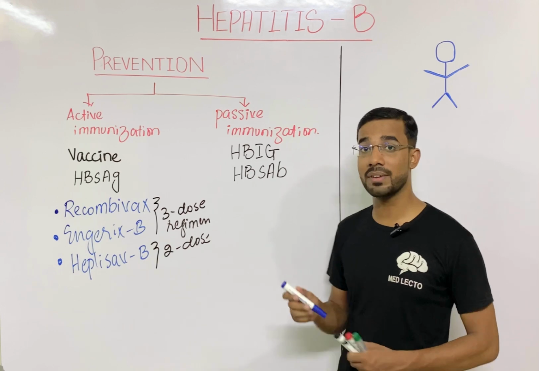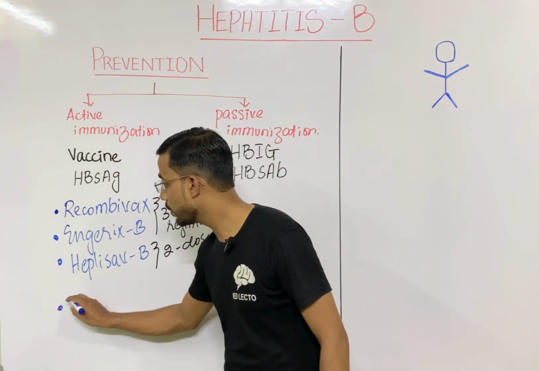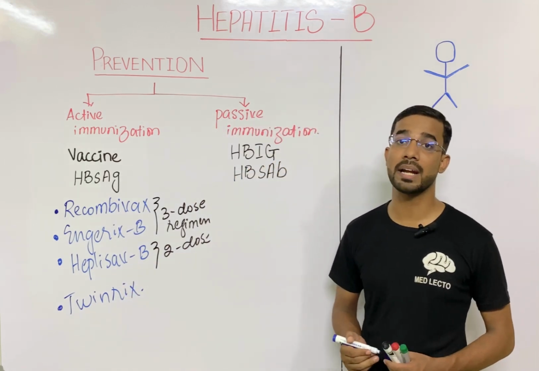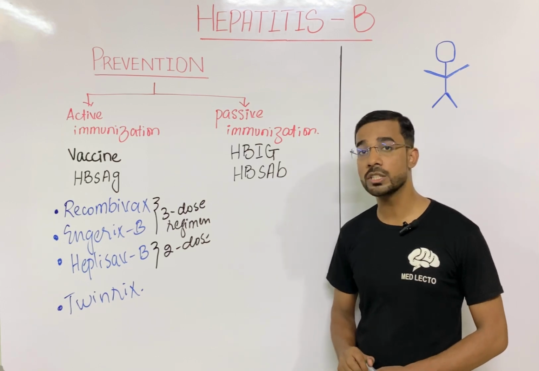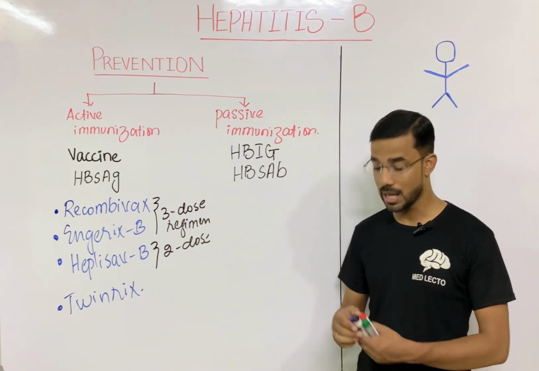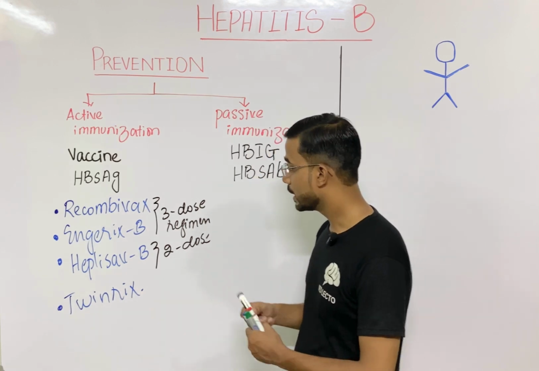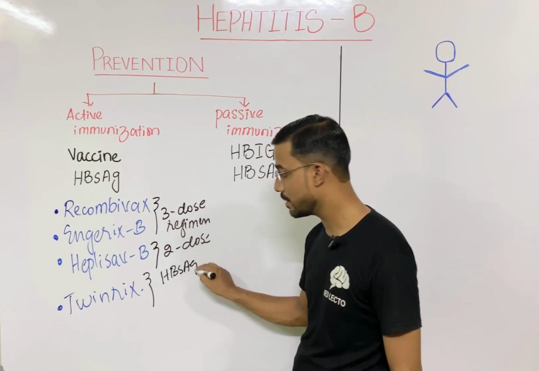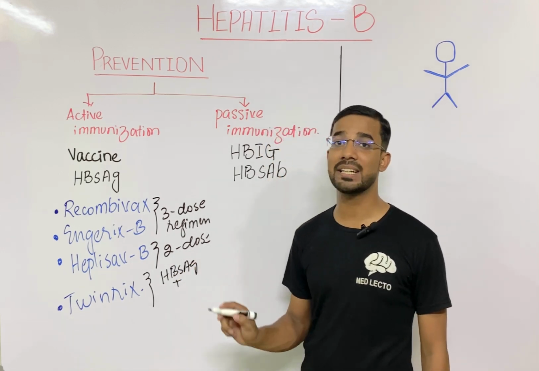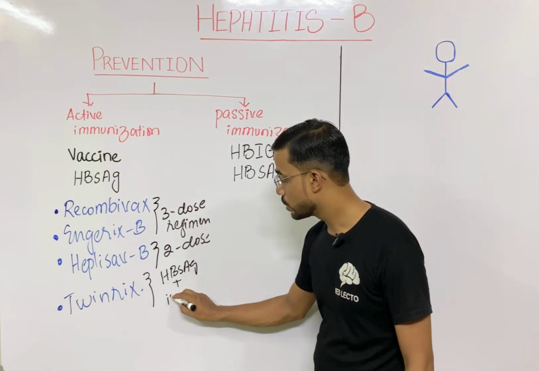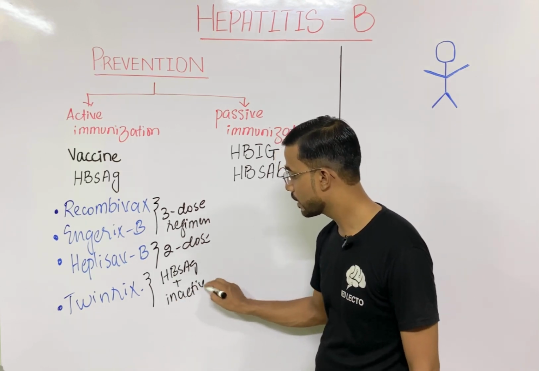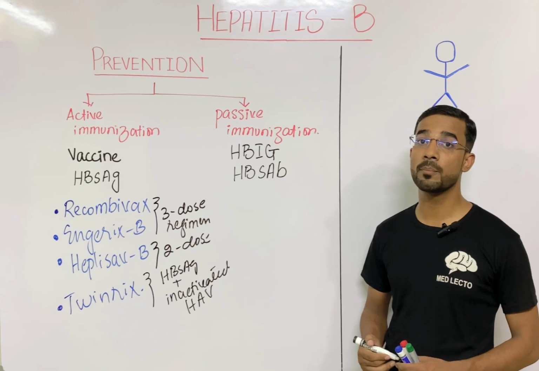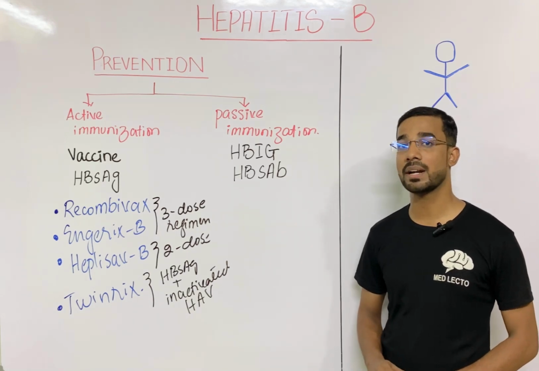Another important vaccine is Twinrix. It is used for hepatitis B, but it can also be used for the hepatitis A virus, because Twinrix contains the hepatitis B surface antigen as well as inactivated hepatitis A virus. So Twinrix can be used for both hepatitis A and hepatitis B.